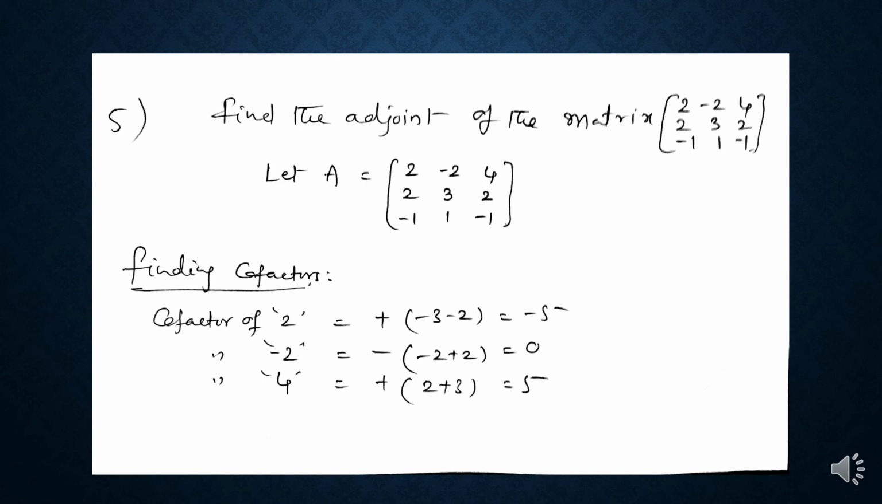Similarly, cofactor of 2 is, by deleting this column and row, we will get minus of minus 2, 4, 1, minus 1, that is minus 2 into minus 1, 2, minus 4, that is minus 2, minus 2 into minus, plus 2. And cofactor of 3 is plus into 2, 4, minus 1, that is minus 2 plus 4, that is equal to 2.